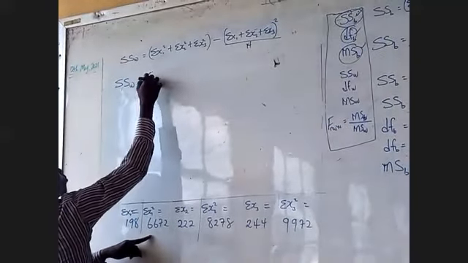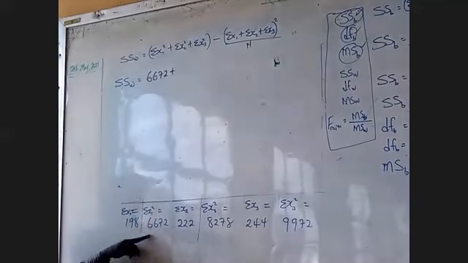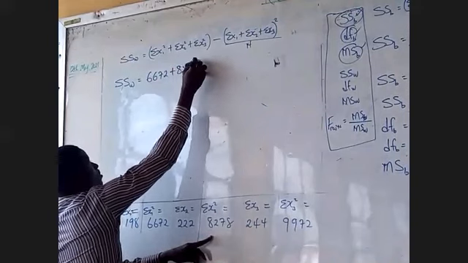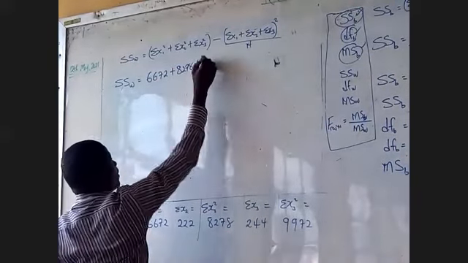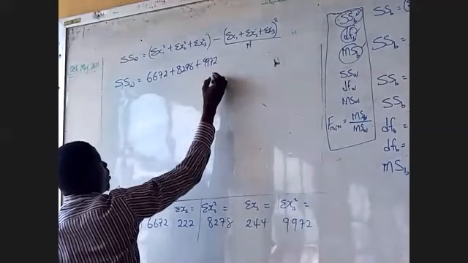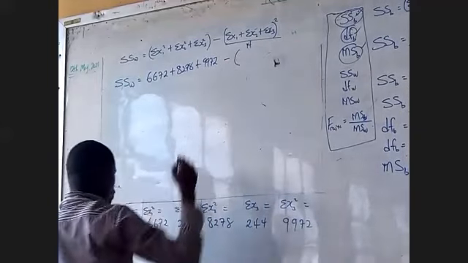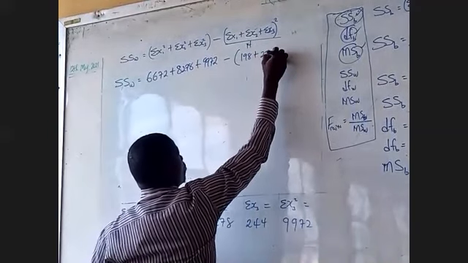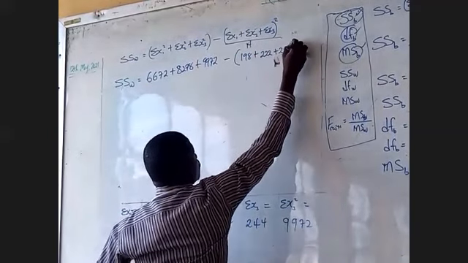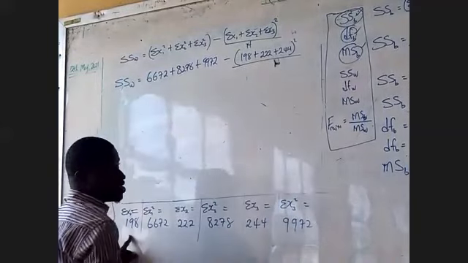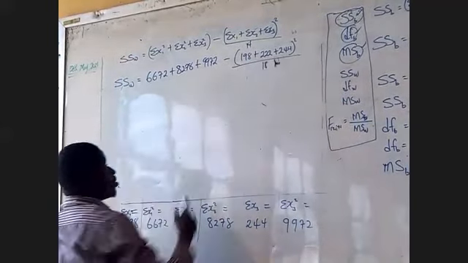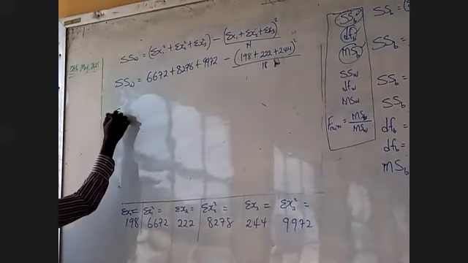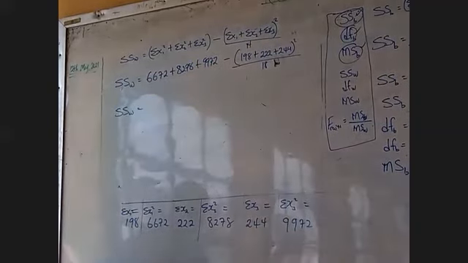All right. So our SSW now becomes what? Summation x1 square, that's 6672, plus summation of x2 square 8278, plus summation of x3 square 9972, is it not? Minus summation of x1 198 plus 222 plus 244, all square divided by n. N is what? 18. Is it not? I hope we are still following.